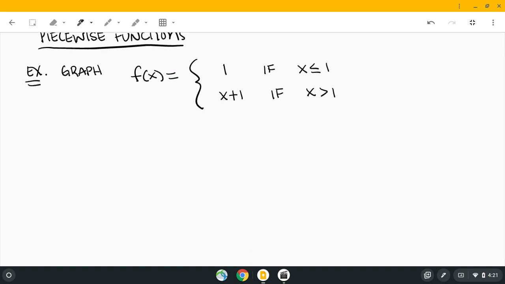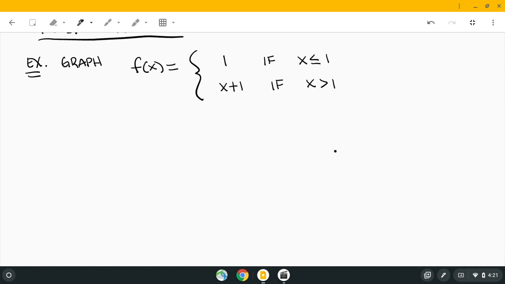So this top one is a horizontal line at 1. This one is a line with a slope of 1. All right, so let's go ahead and graph this.